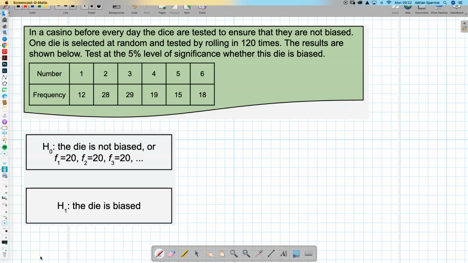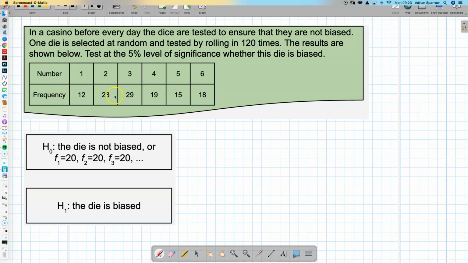What we're looking at here is chi-squared goodness of fit models or tests. In this particular one, we're seeing if our data fits a probability model. And this is quite a common one. So what I've done is I set up a little question here where we've got casino dice that are being tested to see if they're biased.